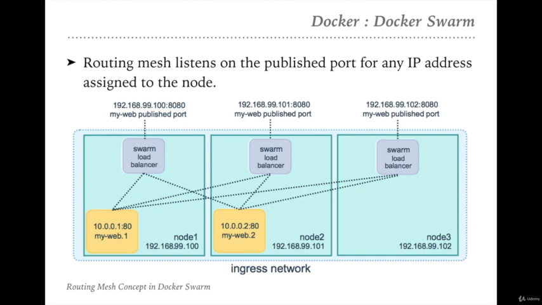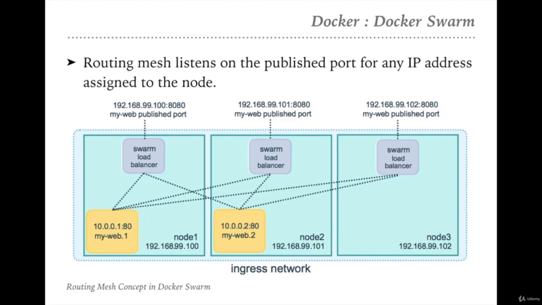So suppose this is the diagram of my service. Right now I have executed my service with two replicas. It means two containers, which I have displayed in yellow color, are running the service, right? The first container is running the service on 10.0.0.1 port 80, and my service name is myweb1, right? The second is running on 10.0.0.2 and port 80, right? So the first one is node 1 and the second one is node 2. Node 3 is still not running any container executing my service.